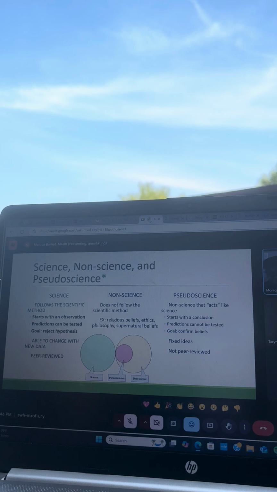Example. Religious beliefs. Yeah. There's no scientific method. It's just your belief, and that's what you follow. So that is non-science. And what is pseudoscience? Non-science that acts like science. Yeah. Any example you can remember of pseudoscience? Astrology? Yes. Telepathy? Yes, that's all pseudoscience.